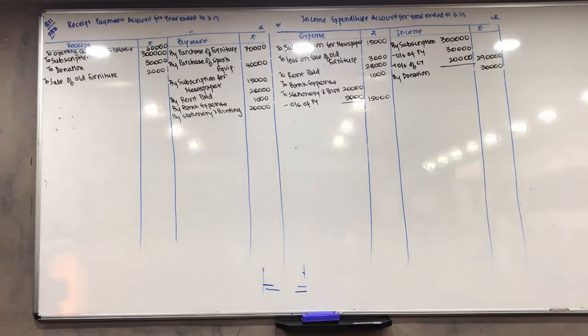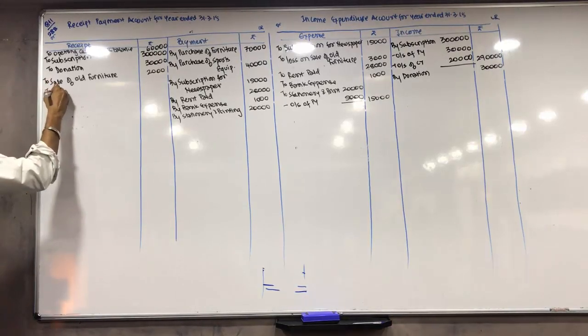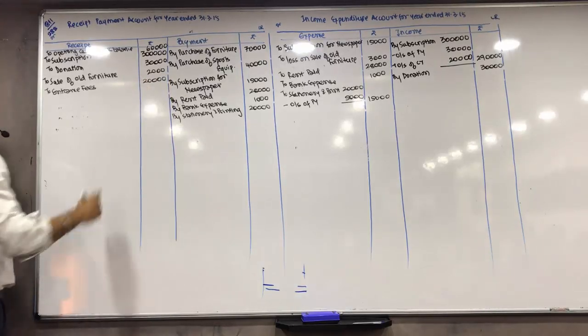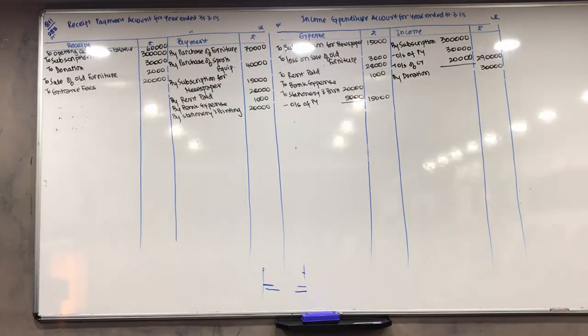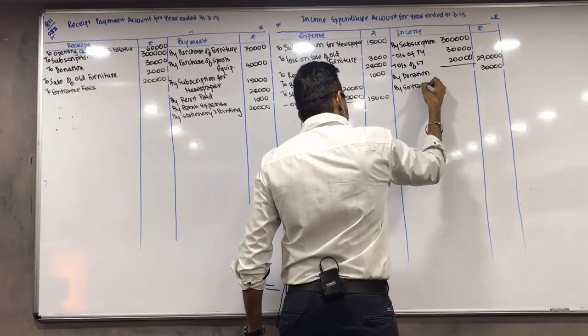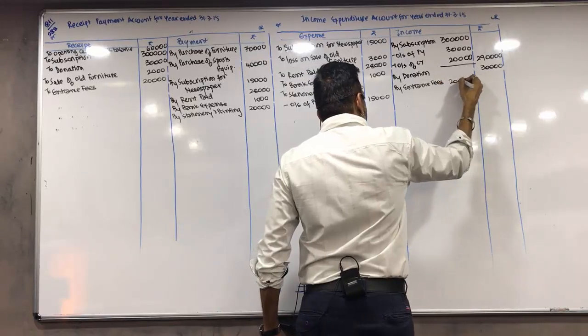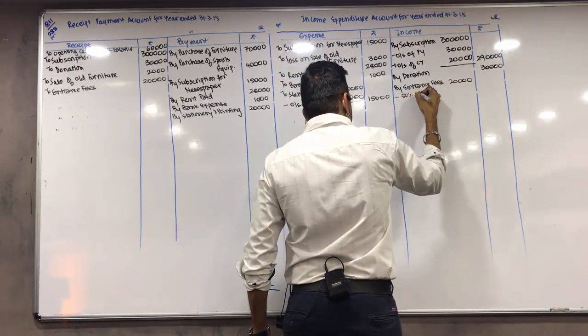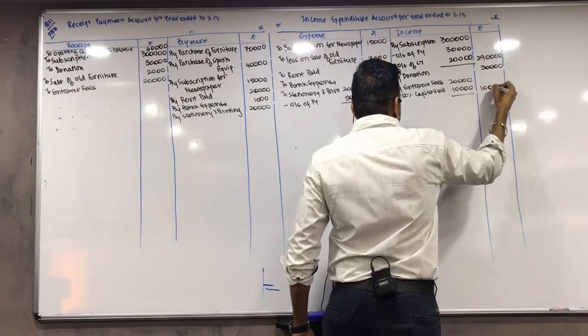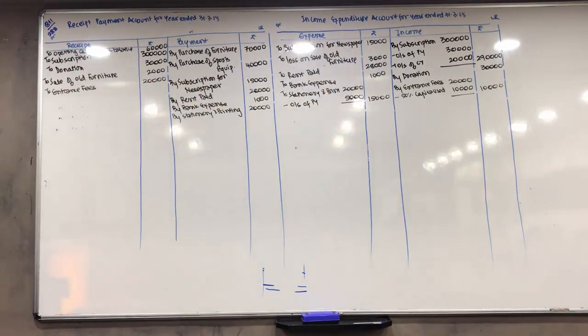Then entrance fee, how much entrance fee we collected 20,000, so receipt to entrance fee 20,000, and by entrance fee inner column 20,000. How much is capitalized, minus 50% capitalized 10,000. This capitalized will go to capital fund in balance sheet, it will be added to capital fund.